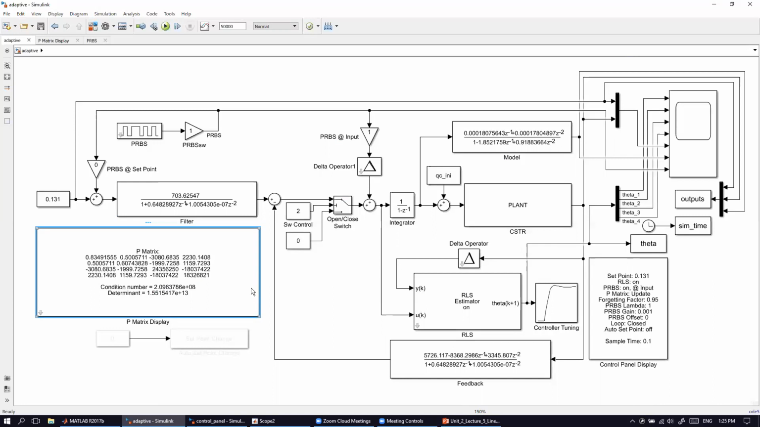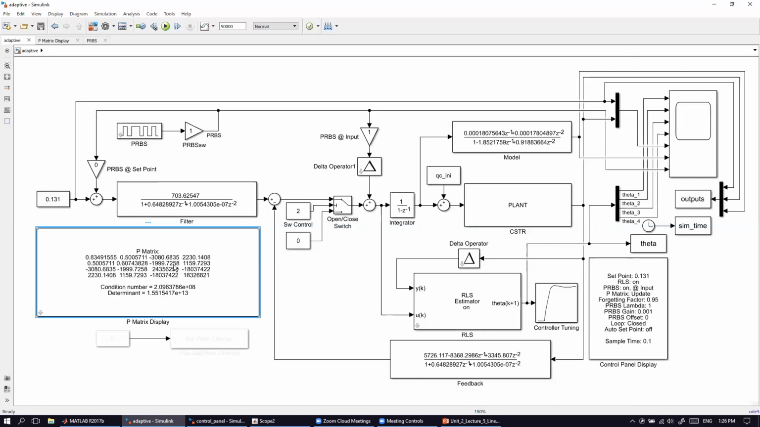And there is a display when I'm going to run it. We're going to take a look into the P matrix display, which is kind of color coded. The black squares mean the high numbers, and the white ones mean the low numbers. And what we want to see is, on the diagonal, a kind of evenly distributed matrix.